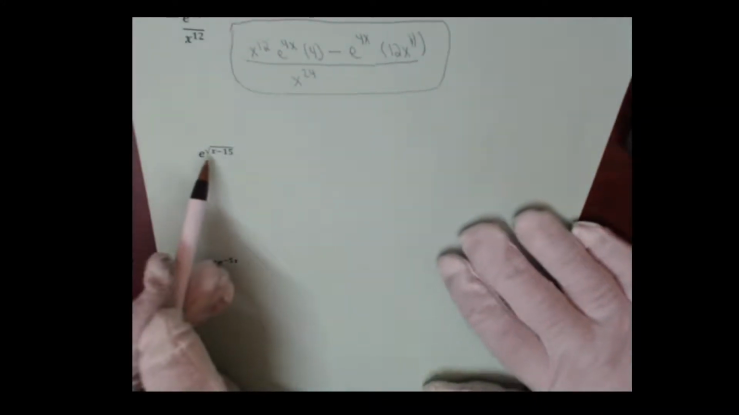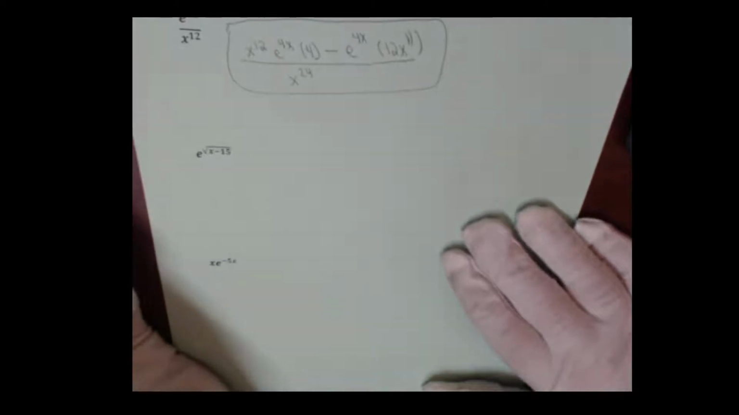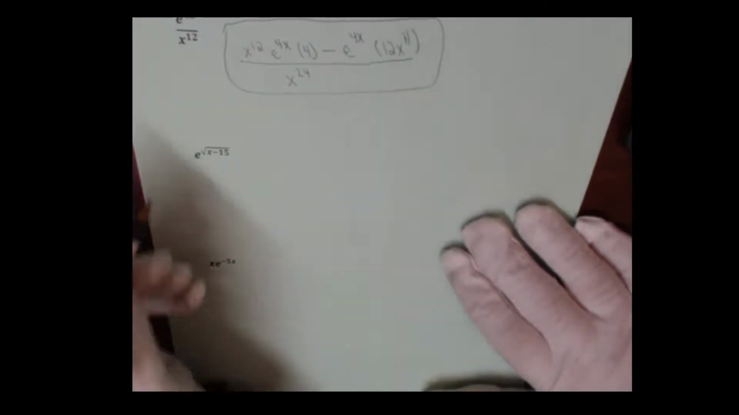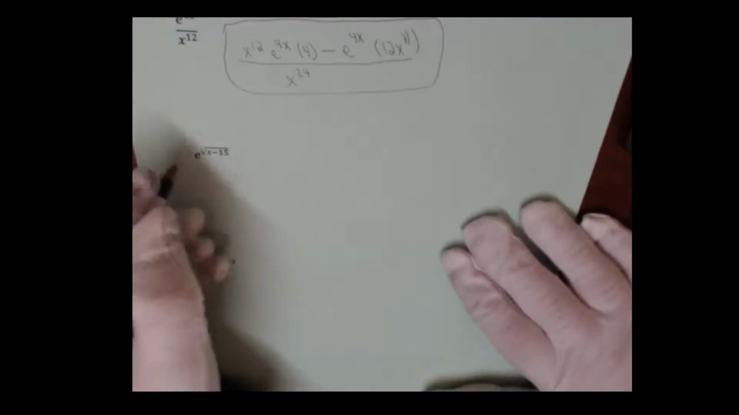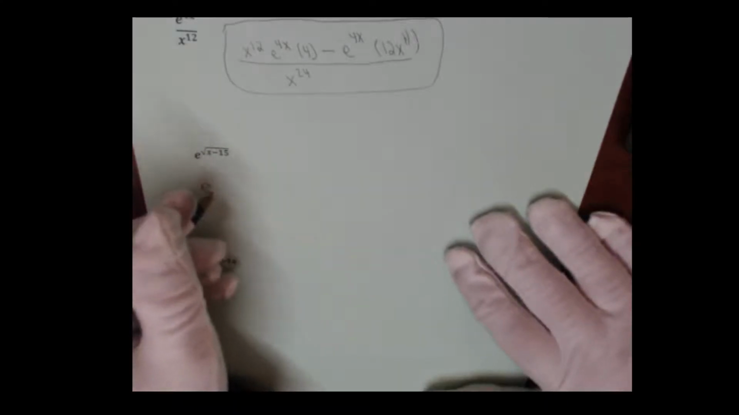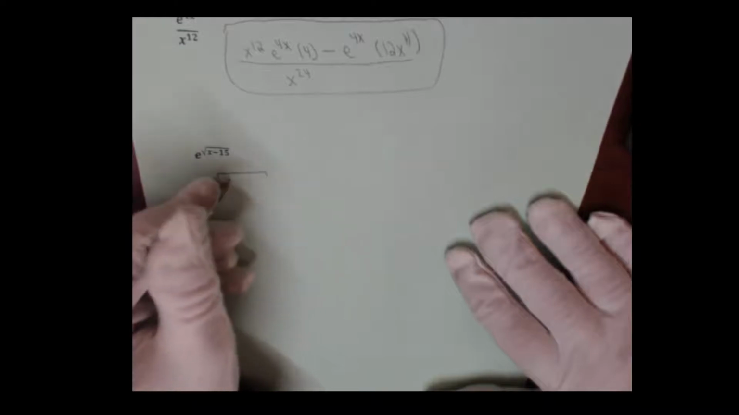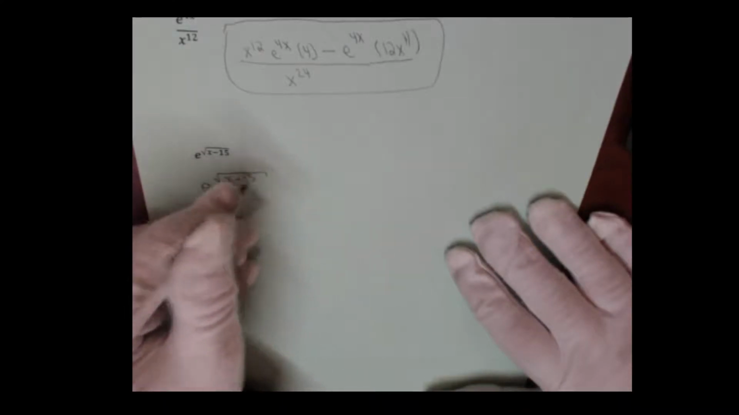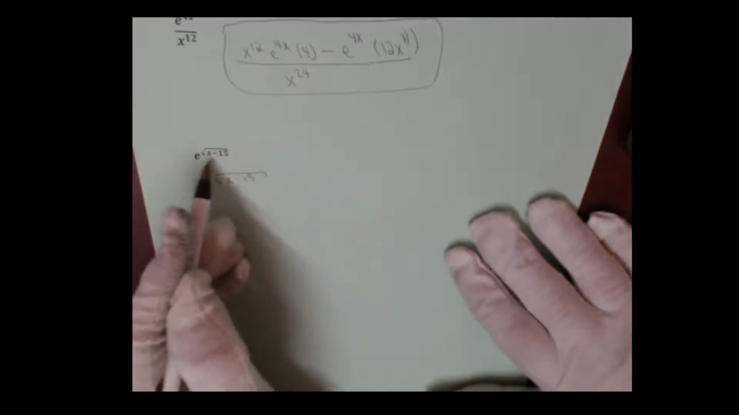Here we have e to the square root of x minus 15. This looks like it could be difficult, but it's actually not that bad if you remember the chain rule. The derivative of e to the anything, you take the derivative of the outside, it's just e to the anything. Now we times by the chain rule, so we only look at the power.